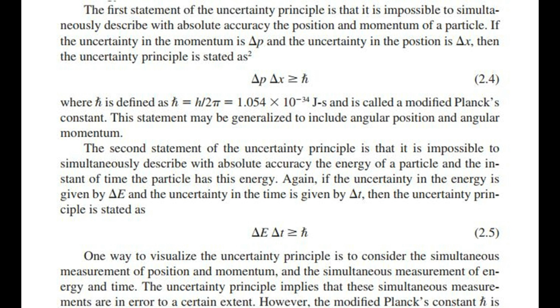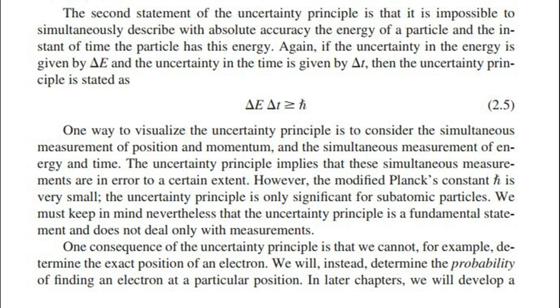One way to visualize the uncertainty principle is to consider the simultaneous measurement of position and momentum, and the simultaneous measurement of energy and time. The uncertainty principle implies that these simultaneous measurements are in error to a certain extent. However, the modified Planck's constant is very small. The uncertainty principle is only significant for subatomic particles.